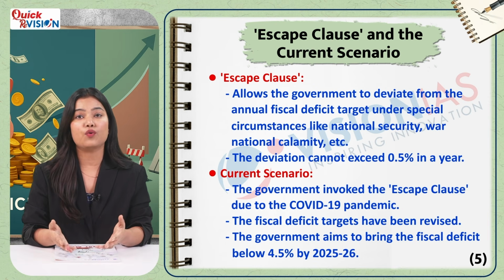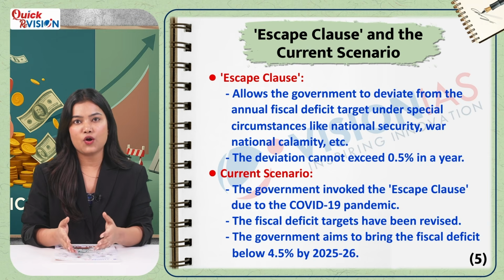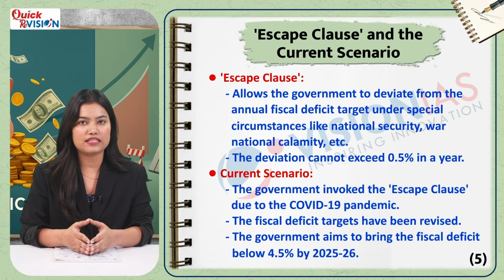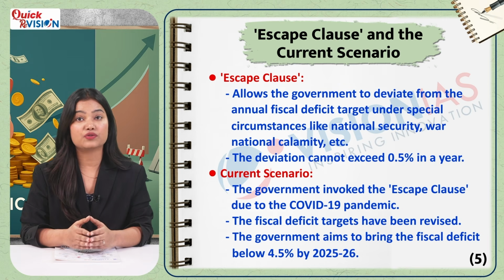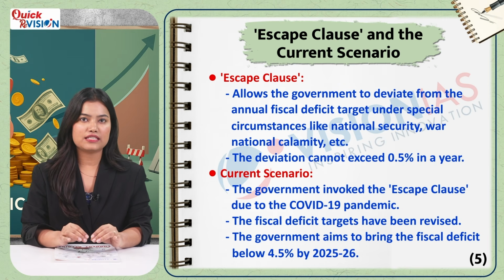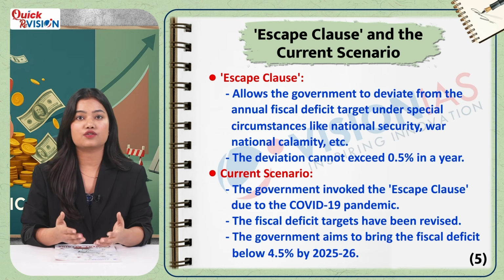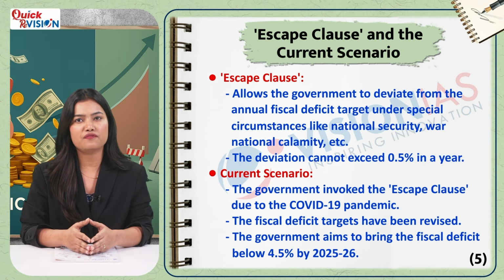Recently, the government invoked this escape clause during the economic crisis caused by the COVID-19 pandemic to increase spending on health and welfare. Due to this, the fiscal deficit targets have been revised, and the government's current goal is to bring it below 4.5% by 2025-26.